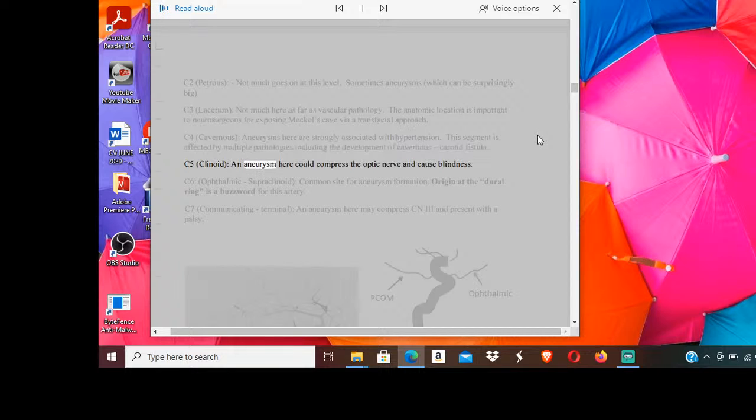C5, clinoid, an aneurysm here could compress the optic nerve and cause blindness. C6, ophthalmic, supraclinoid, common site for aneurysm formation. Origin at the dural ring is a buzzword for this artery. C7, communicating, terminal, an aneurysm here may compress CN3 and present with a palsy. PCOM, ophthalmic.